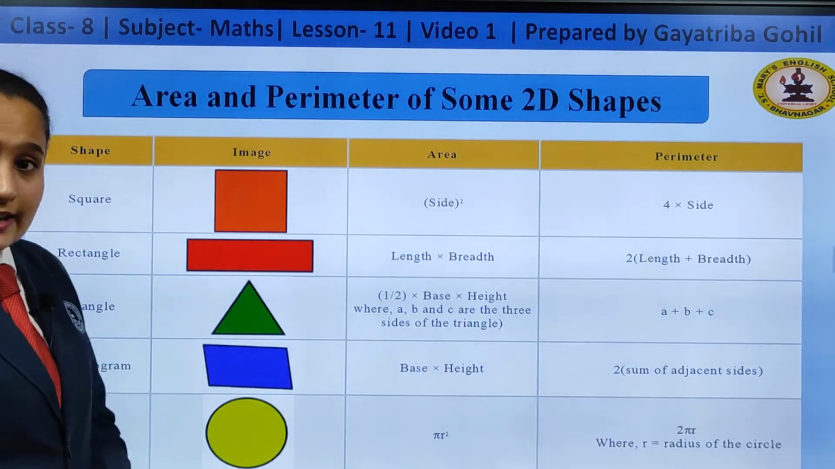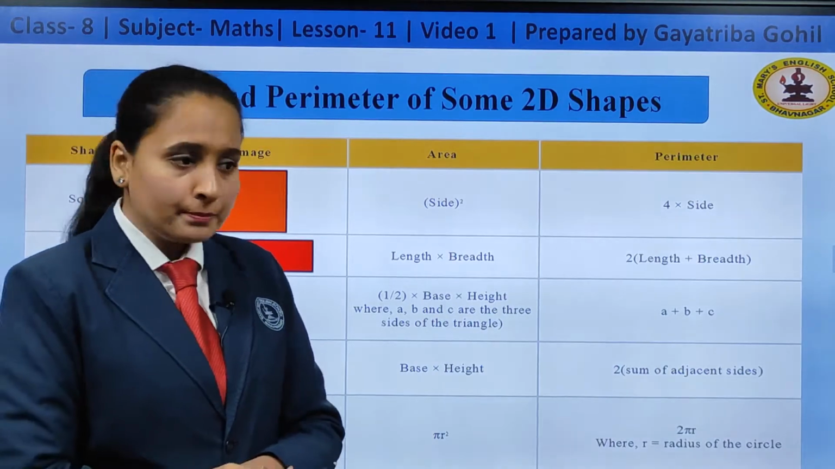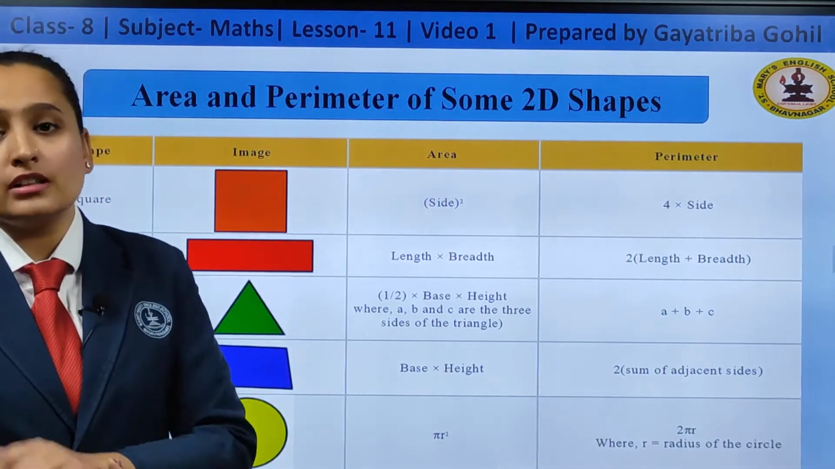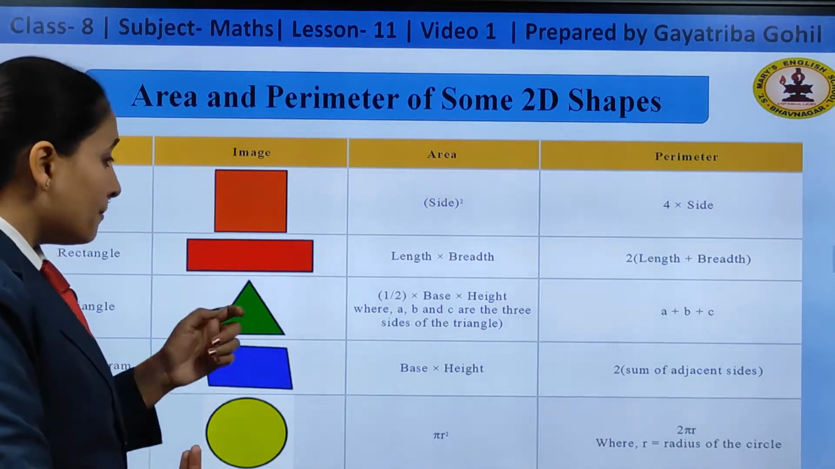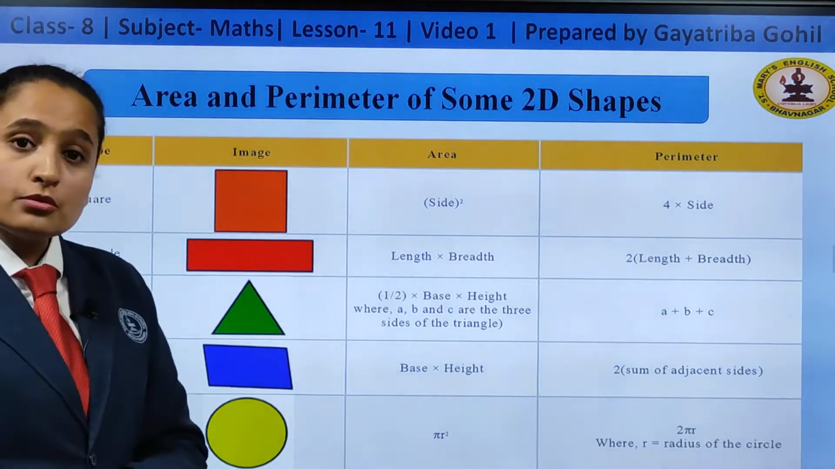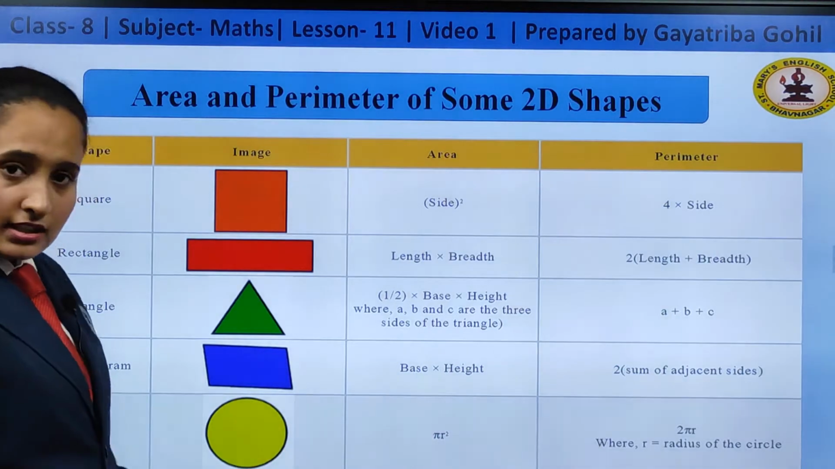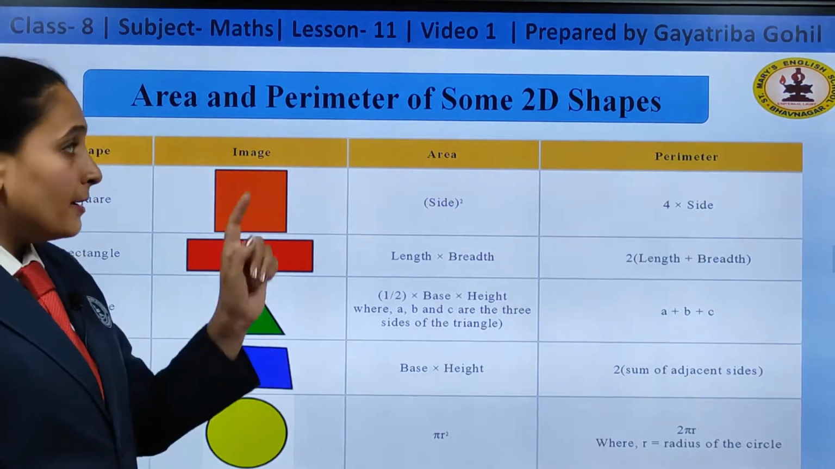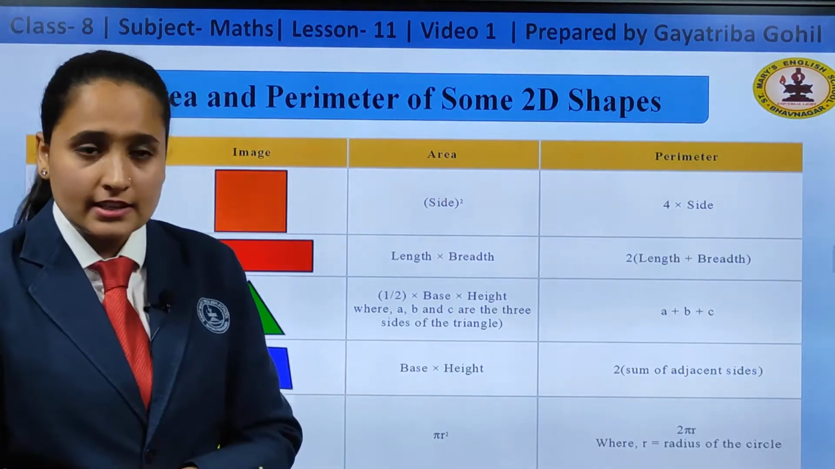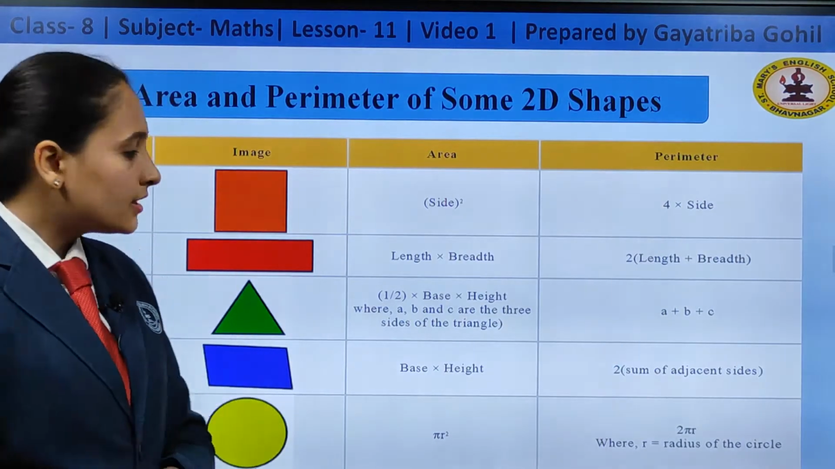Coming to triangle, area of triangle can be found using the formula half into base into height. And the perimeter will be the summation of all the three sides. Parallelogram, area will be base into height, perimeter will be 2 into the sum of adjacent sides. Area of a circle will be pi r square, and perimeter, which in the case of circle is called circumference, will be 2 pi r, where r is the radius of the circle.